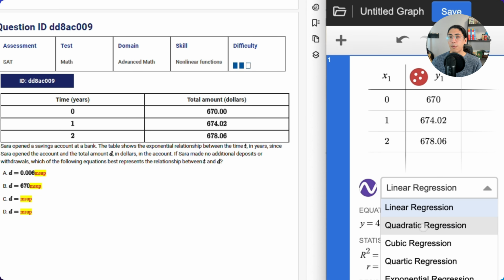And that said, I don't think we're ever going to have to use any of the other ones. It's really always going to be linear, quadratic, or exponential. And just make sure you know that if you are looking for an answer, it has to be in the base form. It can't be in any of the modified forms.